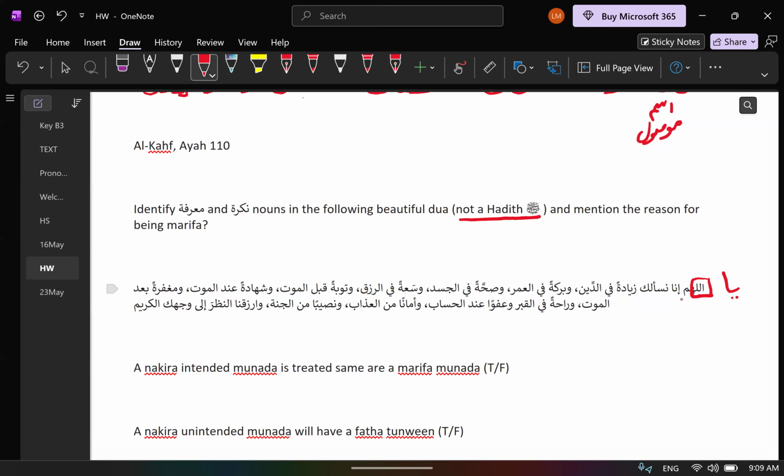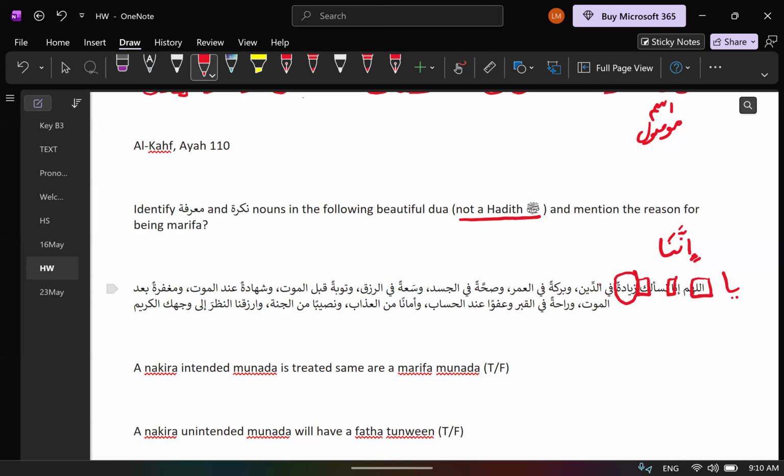Inna nas'aluka. So I identified in nas'aluka, the ka is the pronoun, so that is also marifa. But in inna, is there anything? Inna again has a damir because it's basically inna plus na. So it is a combination of inna plus na. Na is the damir, so it's marifa. I will make a box around the na part. So that's good.